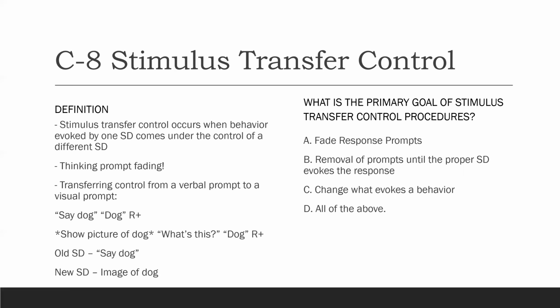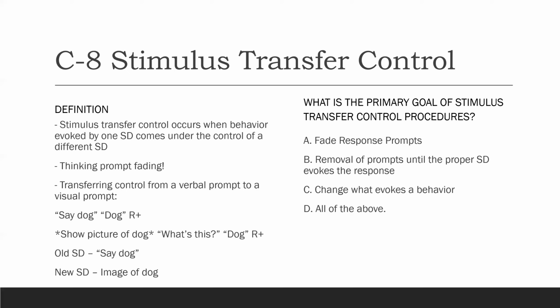And then finally, what is the primary goal of stimulus transfer control procedures? Is it A, to fade response prompts, B, removal of prompts until the proper SD evokes the response, or C, to change what evokes a behavior? So A is right, okay? You want to fade response prompts, right? Initially, you're evoking the response with help. You're giving them help to get the right response. We want to fade those response prompts, okay, until the behavior is evoked on their own without any prompts. So A is correct. B, removal of prompts until the proper SD evokes the response. Yes, right? Fade prompts, remove all our prompts, okay? We want to remove all the prompts, right? Until all we have to give is the right instruction or the right SD and the behavior happens.